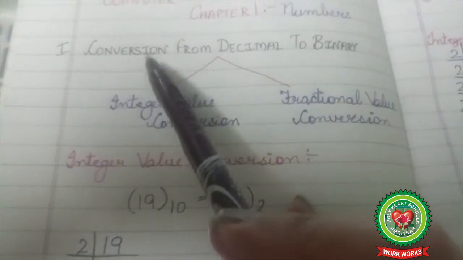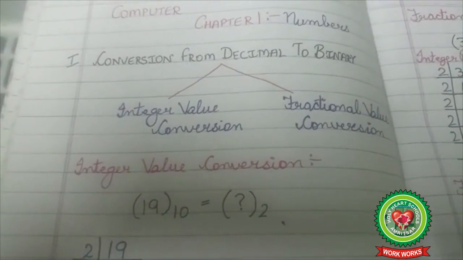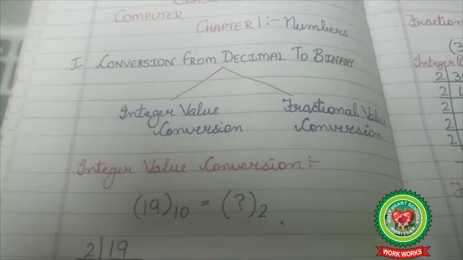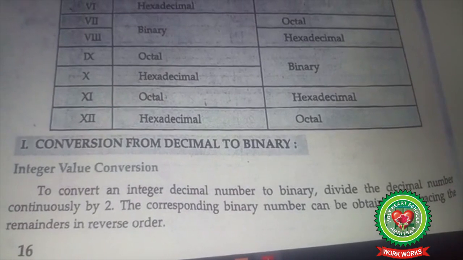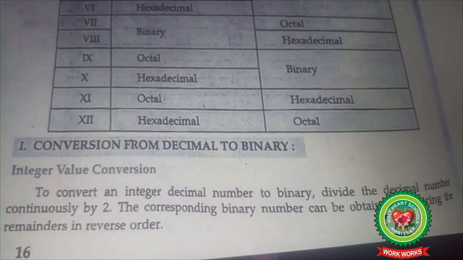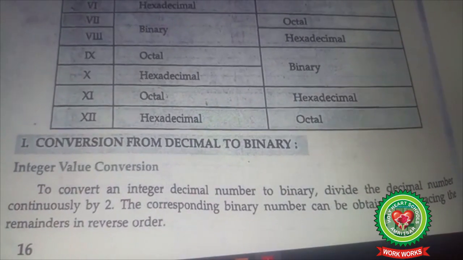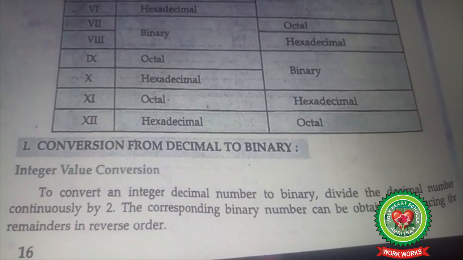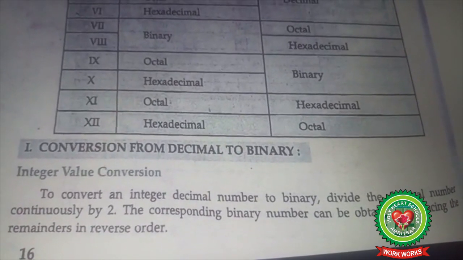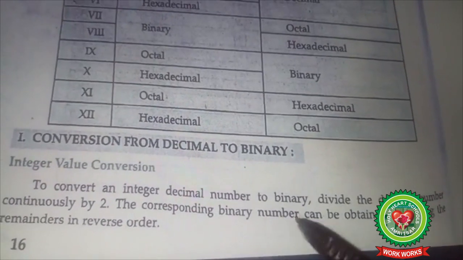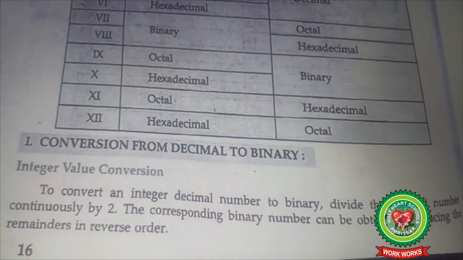First, we are going to learn conversion from decimal to binary number. Two types of conversions will be there: integer value conversion and fractional value conversion. Students, open your book at page number 16. First topic, conversion from decimal to binary, integer value conversion. To convert an integer decimal number to binary, divide the decimal number continuously by 2. The corresponding binary number can be obtained by tracing the remainders in reverse order.